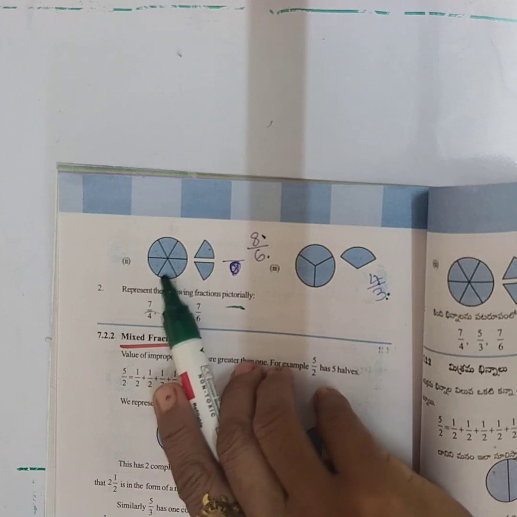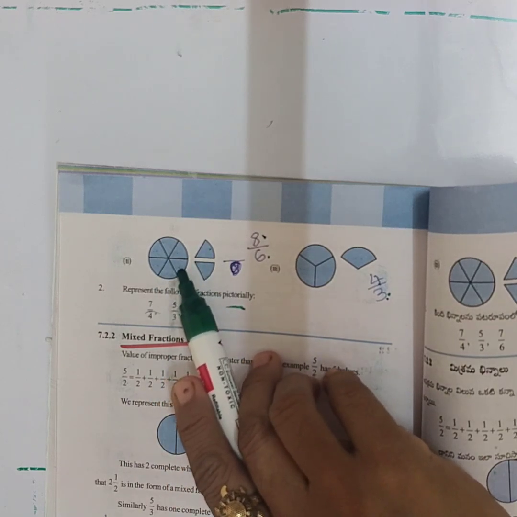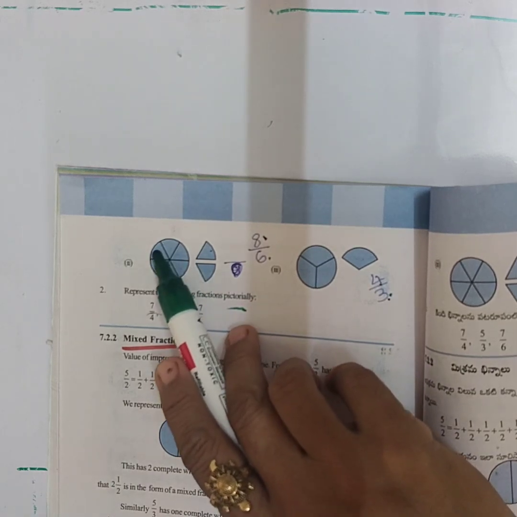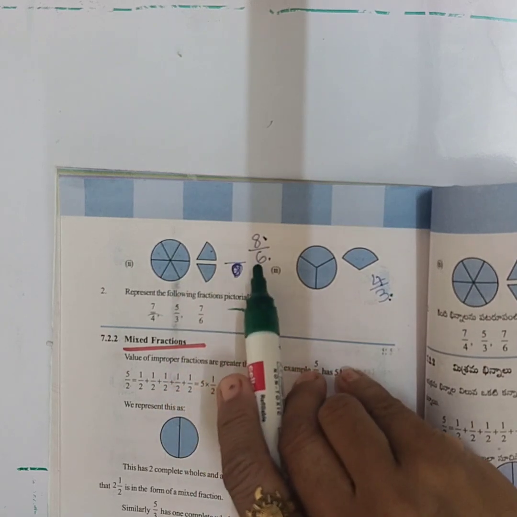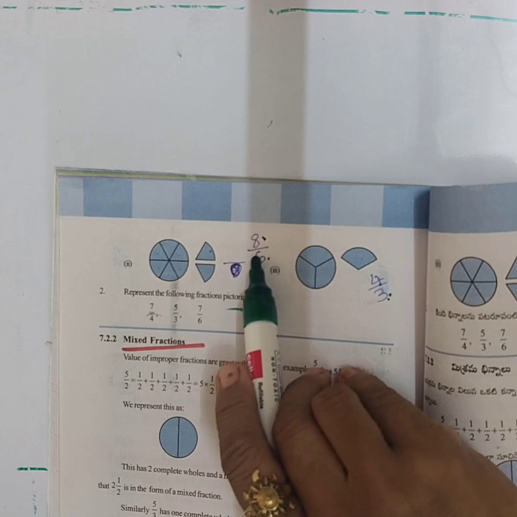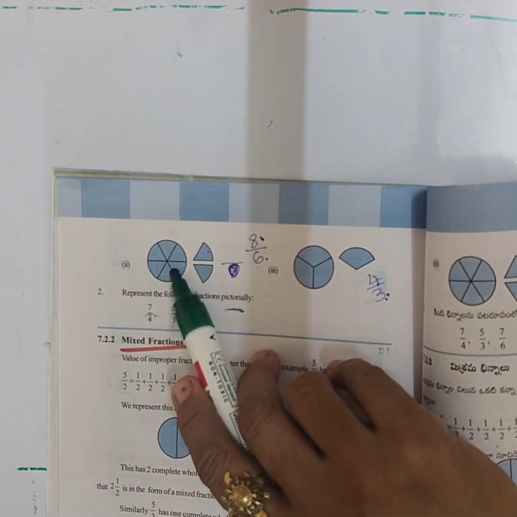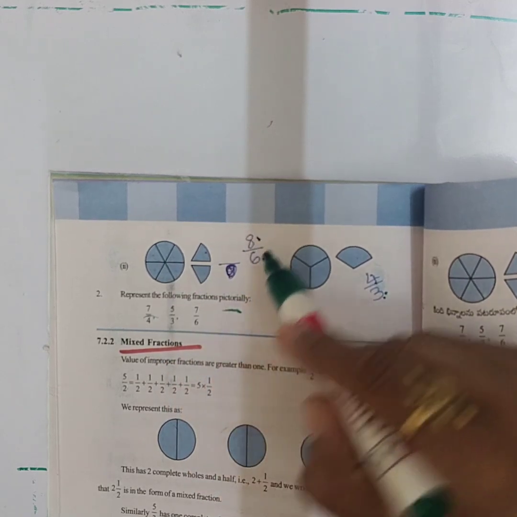The second question: we have to write the fraction for this figure. One whole is divided into 1, 2, 3, 4, 5, 6 parts. So this 6 we are going to write as the denominator. And how many parts were selected? 1, 2, 3, 4, 5, 6, 7, 8 parts were selected. So 8 by 6 is the answer.